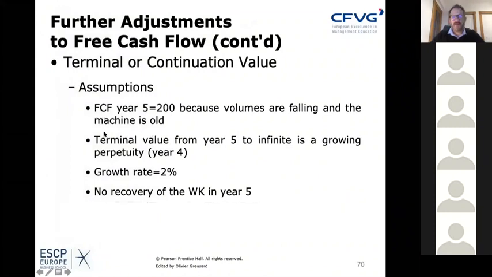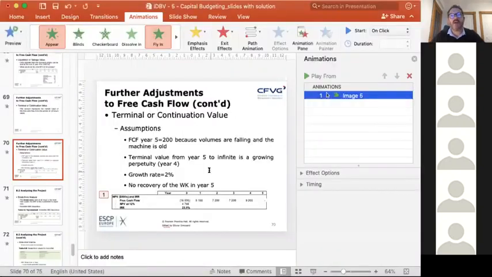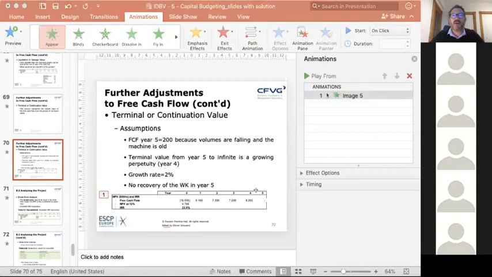So we consider that the free cash flow in year 5 will be 200, because volumes are falling and the machine is old. And the terminal value, we calculate it from there. It means that we consider that we're going to have 200 that begins here, and that's going to be growing by 1 plus g from one year to the other. 200 times 1 plus g, 200 times 1 plus g squared, and so on and so on.